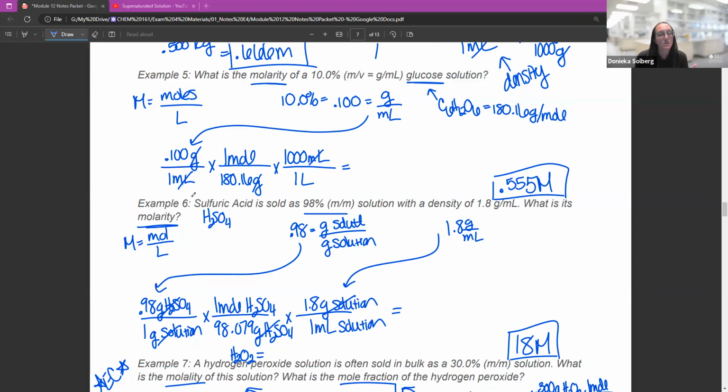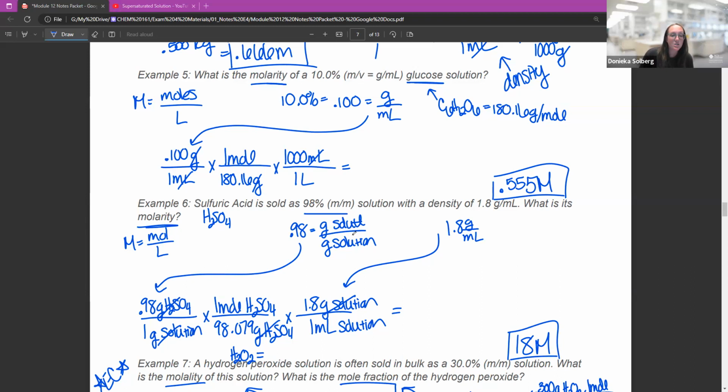Same thing with example number 6. You do have to know that sulfuric acid is H2SO4. It's sold at 98% mass per mass. Remember, that would be grams of solute per grams of solution, or part per whole. So it's mostly sulfuric acid, only a little bit of water, only 2% water. So that means it's 0.98 grams of sulfuric acid per every 1 gram of solution, part per whole.